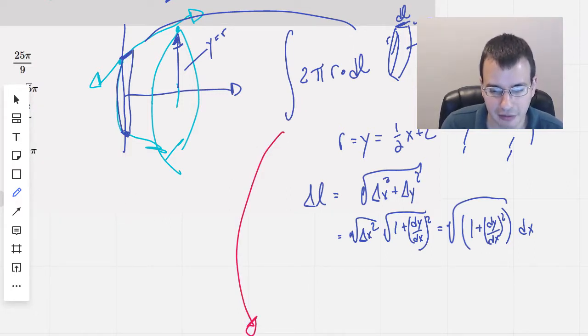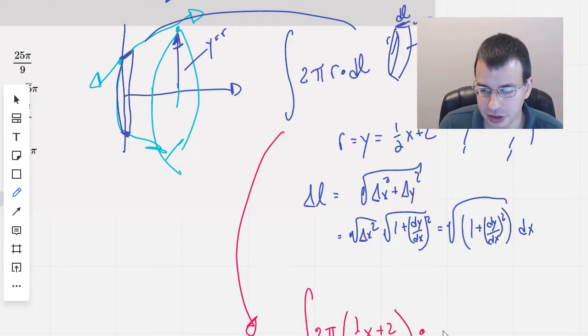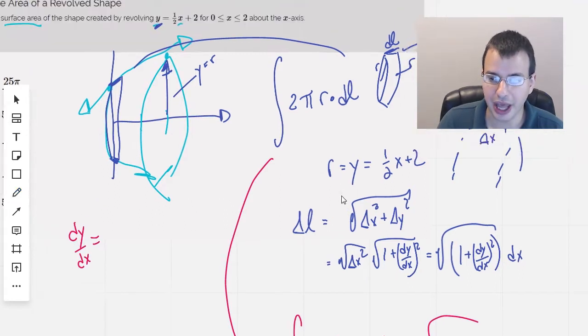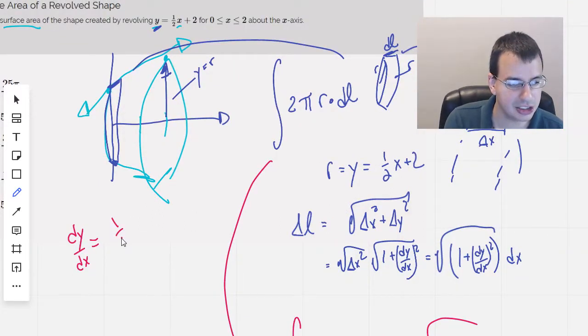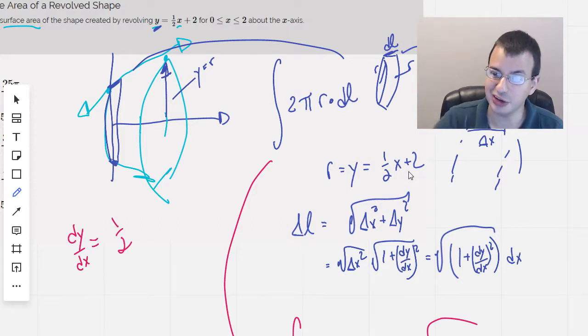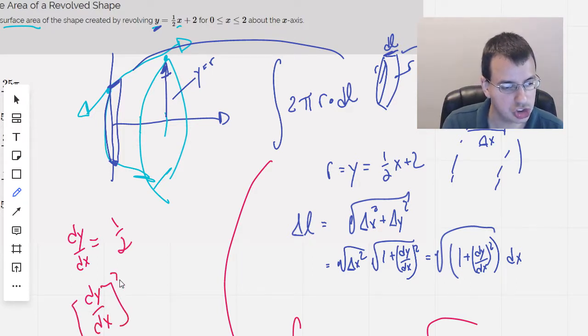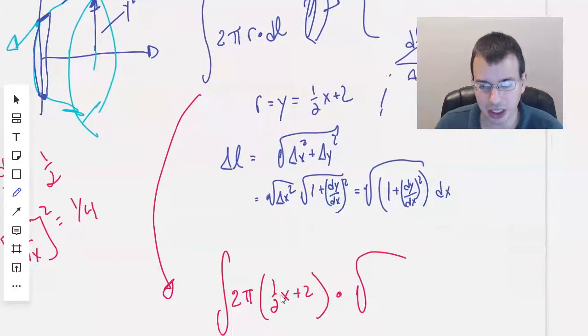So we have 2 pi r, which we decided is 1/2 x plus 2, times the square root. I'm going to find what dy/dx is real quick. So y equals 1/2 x plus 2. So dy/dx equals 1/2. The derivative of 2 goes away, it's 0. The derivative of 1/2 x just goes to 1/2. Therefore, dy/dx quantity squared will be 1/4. Okay, now we have the information we need.